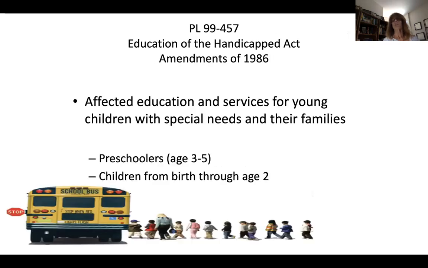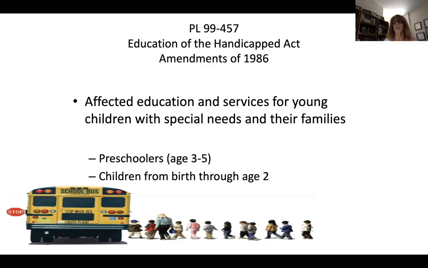So what we're going to hear in this particular slide set is really looking at how this legislation, this public law, has gone forward with its amendments and the changes that have subsequently taken place over the years as a result of those amendments.